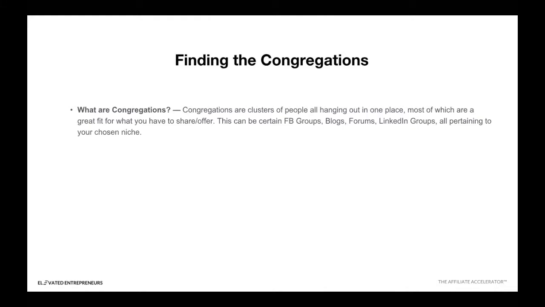In reality, a congregation is simply a cluster of people or a cluster of objects. But in this case, we're talking about people hanging out online, and we're going to figure out where they're hanging out, whether it's a Facebook group, a blog, a forum, or a LinkedIn group, whatever it is, all pertaining to your chosen niche.